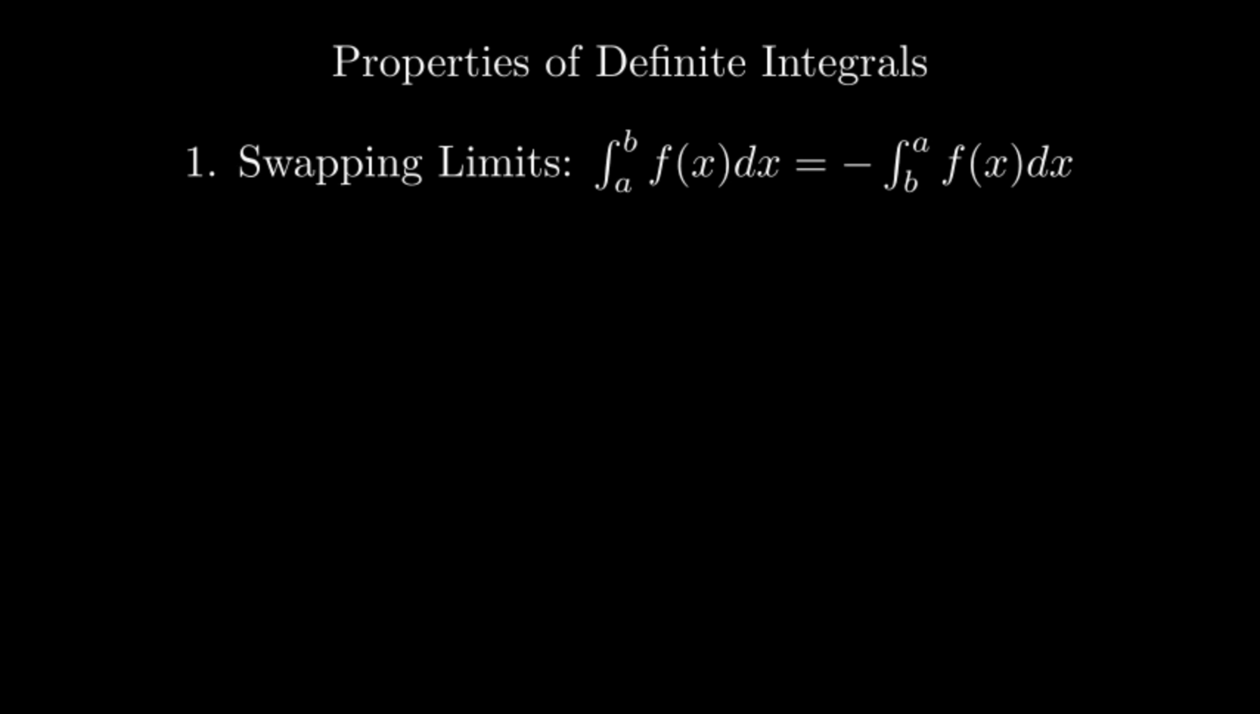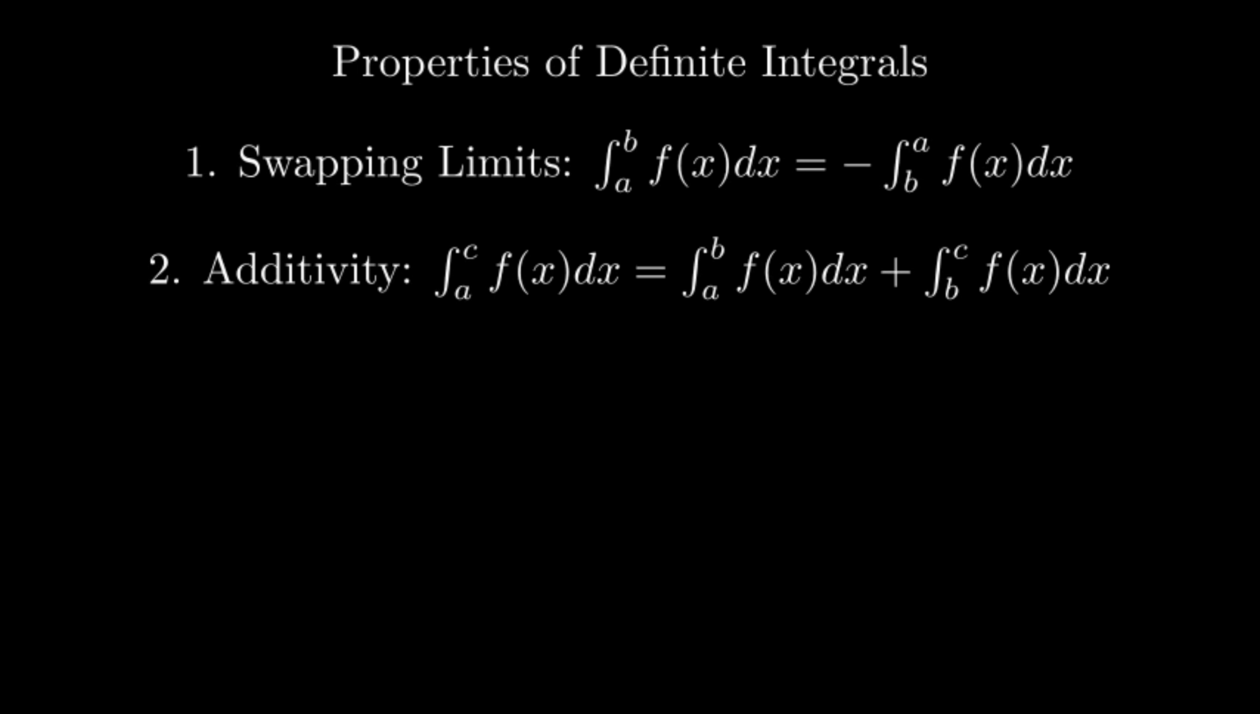First, if you swap the limits of integration, the value of the integral is negated. This makes sense because F of b minus F of a is the negative of F of a minus F of b. Second, an integral from a to c can be split at any point b in between. The area from a to c is the area from a to b plus the area from b to c. We use this idea when dealing with curves crossing the x-axis.